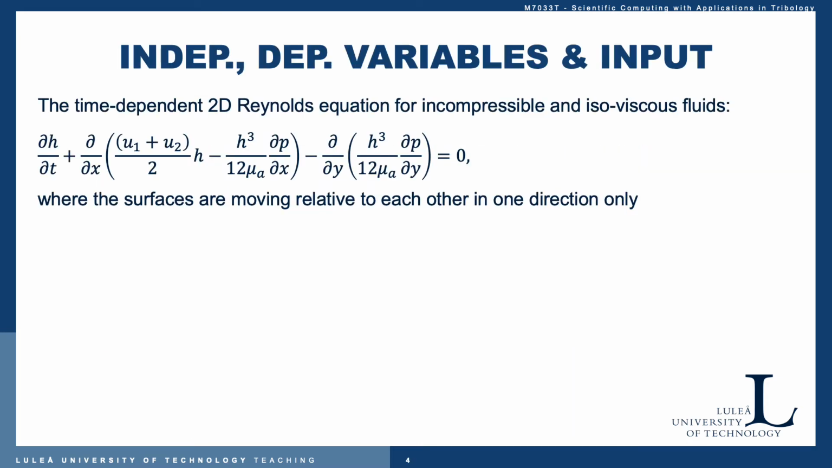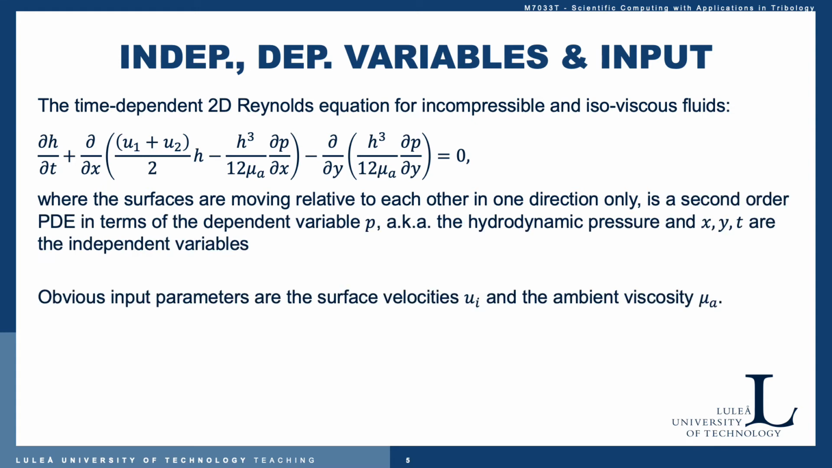So let us start by clarifying the independent variables, the dependent variables and the input parameters. Here we have the time-dependent 2D Reynolds equation for incompressible and iso-viscous fluids, simplified from the more general version that we saw before, in that the surfaces are only moving in the x direction relative to each other. This is a second order PDE in terms of the dependent variable P, known as the hydrodynamic pressure. And obviously x, y and t are the independent variables.